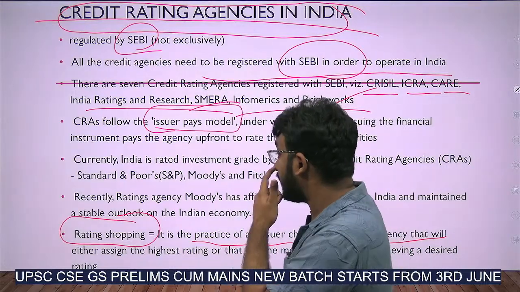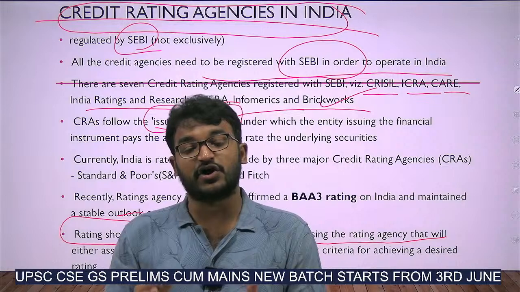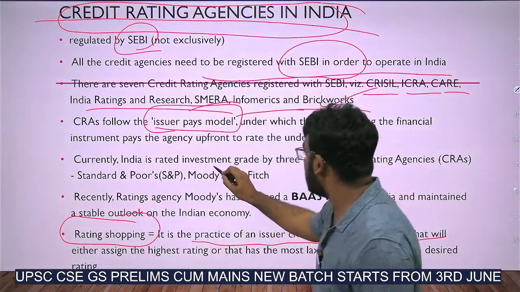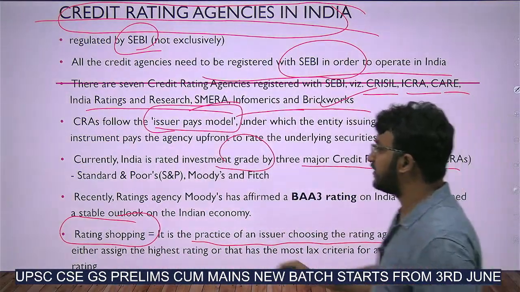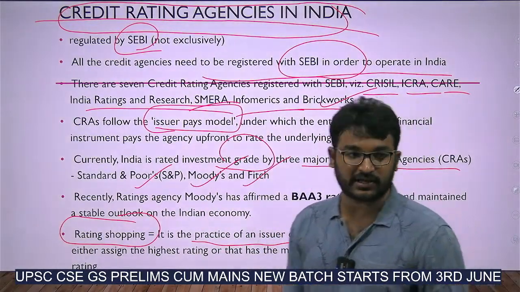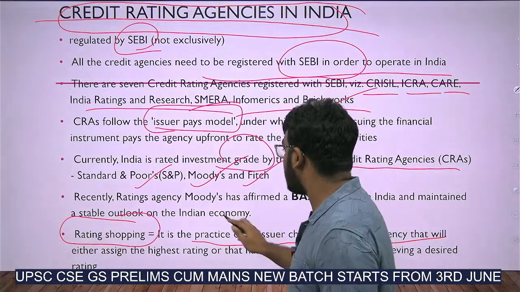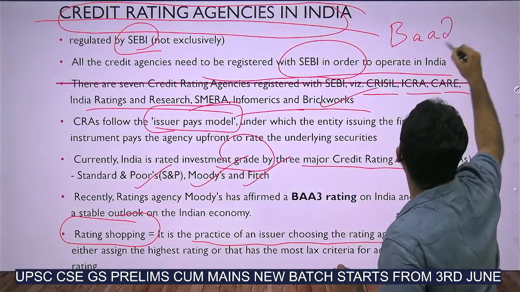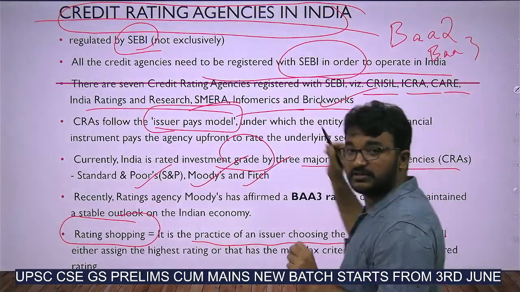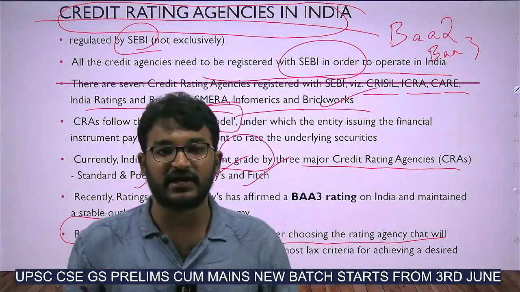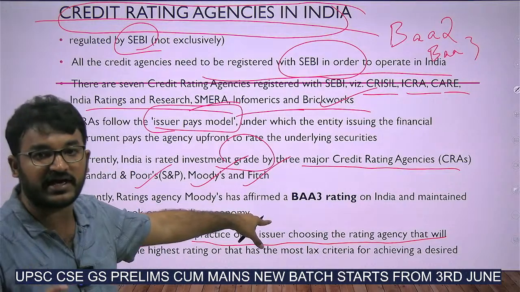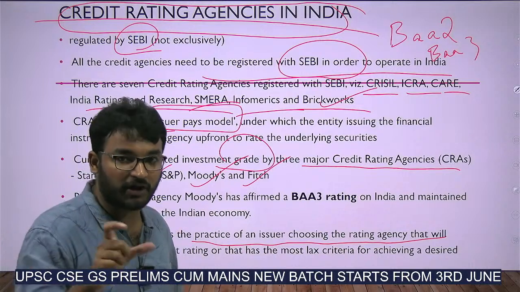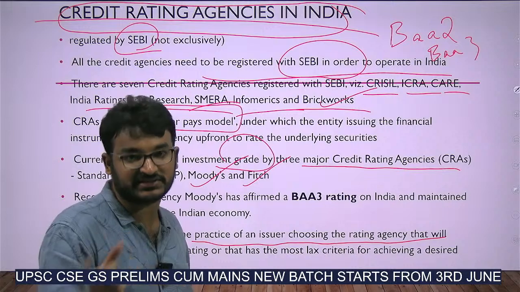And India as a country will also be rated in the global market, by 3 major credit rating agencies for investment grade: Standard & Poor's, Moody's and Fitch. In the news you might have seen terms like BA2, BA3. These are investment grade quality. Now Moody's has given India a rating of BAA3. This is investment grade. There is A grade, BAA3 and so on.